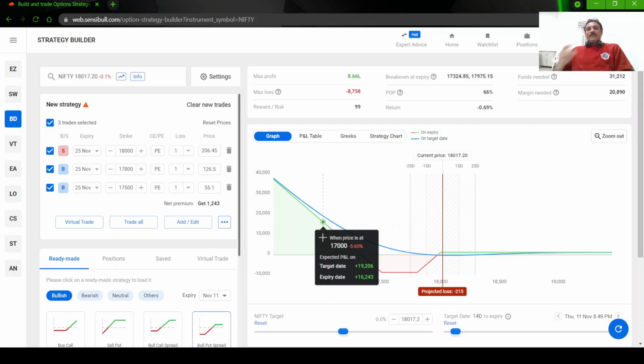We have seen 3 scenarios. One is a net debit trade, another one is a net zero cost trade, another one is a net credit trade. So we have three trades, and I hope you understood this.